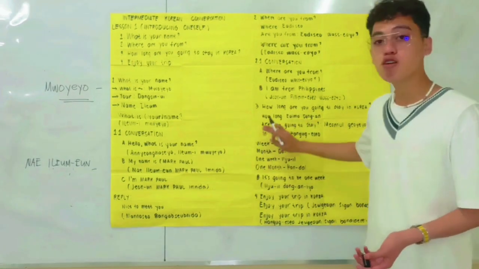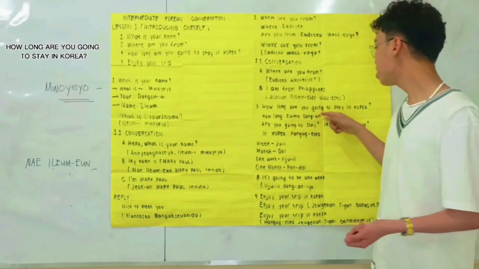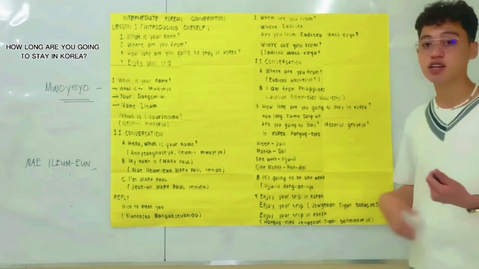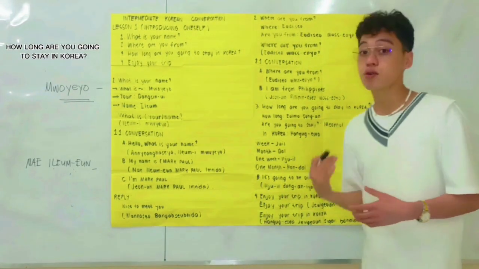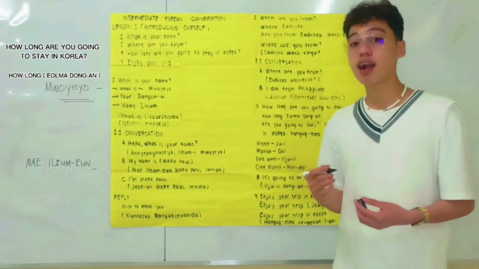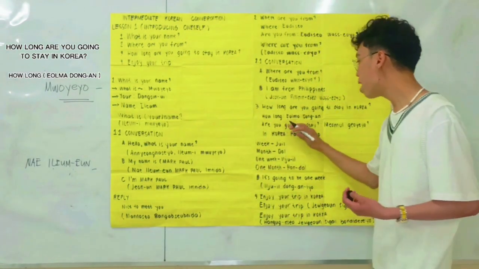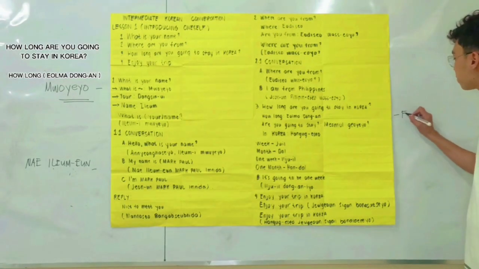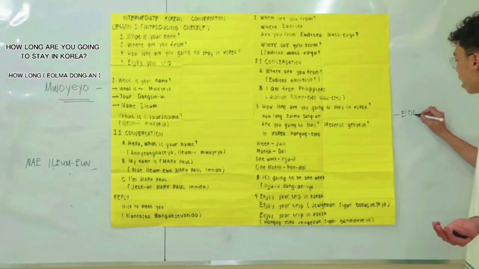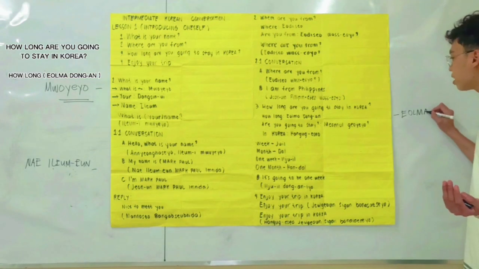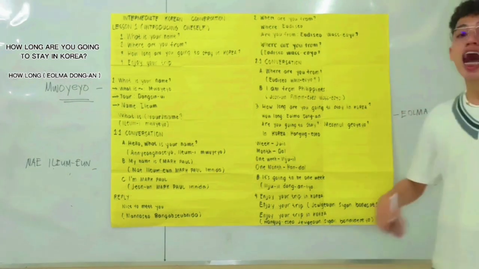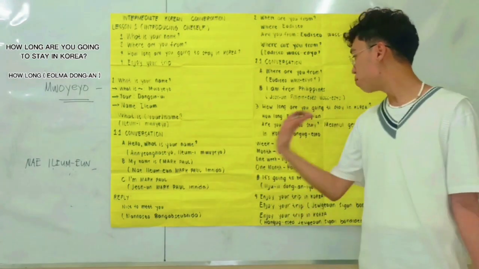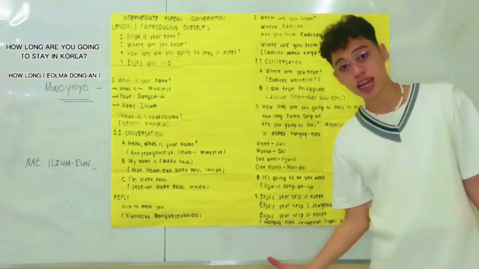So let's move on to number 3. How long are you going to stay in Korea? This is the third question. When you are traveling to Korea, someone approaches you and asks, how long are you going to stay in Korea? How long is 얼마 동안? 얼마 동안. The spelling is 얼마, E-O-L, M-A, and D-O-N-G, A-N. Again, how long? It's 얼마 동안. How long are you going to stay in Korea?